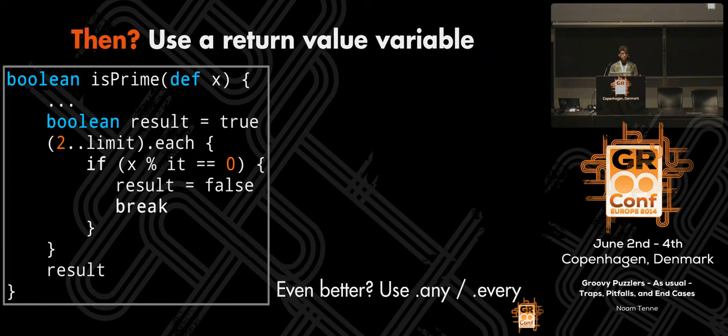So what can we do instead? I think this is the ugly way, but we can use the result, a Boolean switch, to keep its state. When we iterate and find that it's not a prime number, we just break and exit, just like the normal way. I would have preferred to use it with any or every, but it's a bit long for this and it's not really relevant. But this still would be a lot more elegant using any or every, in my opinion.